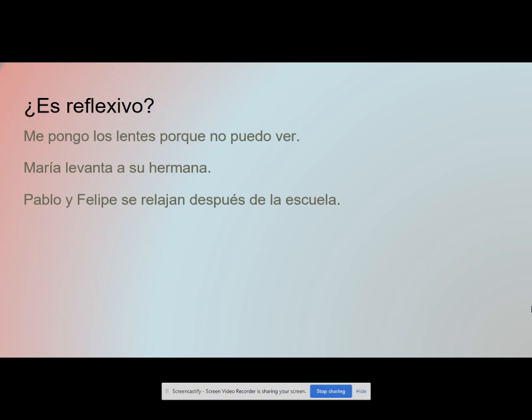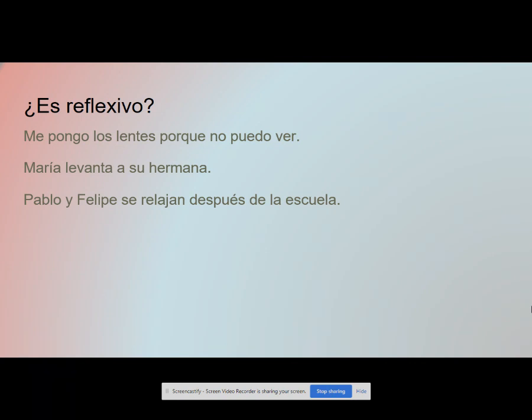Pablo y Felipe se relajan después de la escuela. ¿Es reflexivo? Hopefully you're able to see that this statement is reflexive. You have your verb relajar. It is used reflexively. It has the reflexive pronoun se in front of it. So that se matches up with the subject of the sentence, Pablo and Felipe.